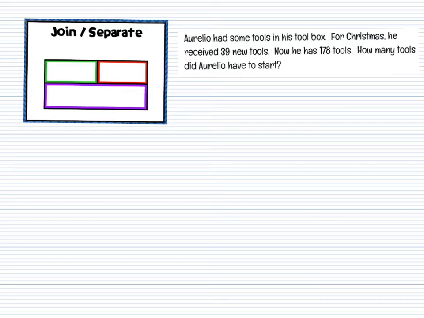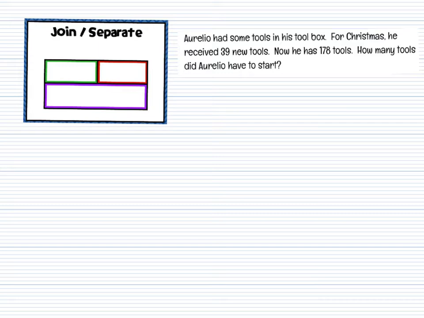Step 2, let's create that mind movie. Aurelio had some tools in his toolbox. For Christmas, he received 39 new tools. Now he has 178 tools. How many tools did Aurelio have to start?